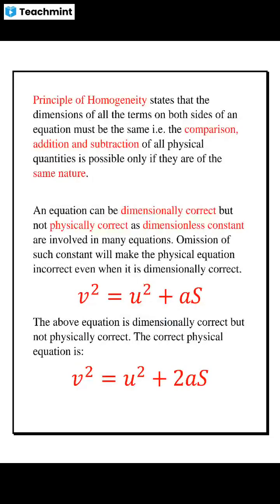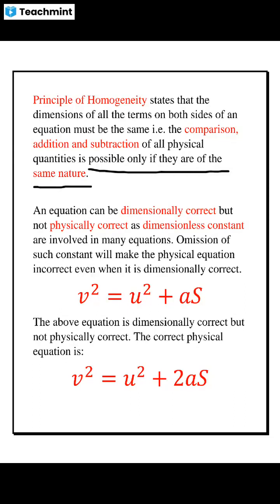Now, the principle of homogeneity states that the dimension of all the terms on both sides of an equation must be the same. The comparison, addition, and subtraction of all physical quantities is possible only if they are of the same nature. They must be compatible. You understand what is meant by that.